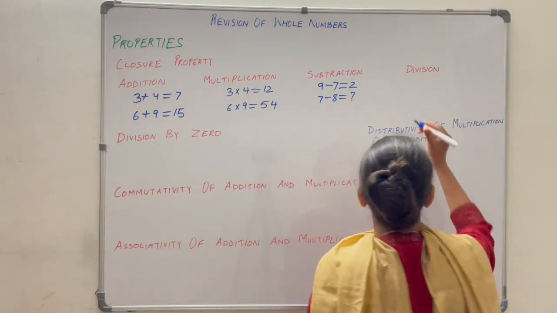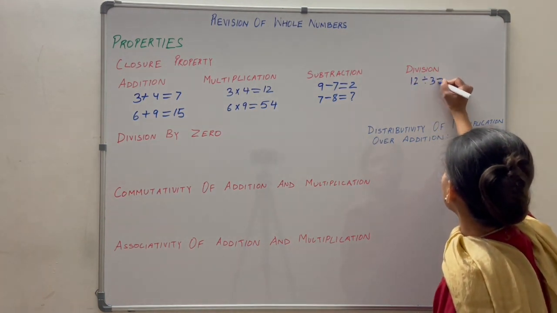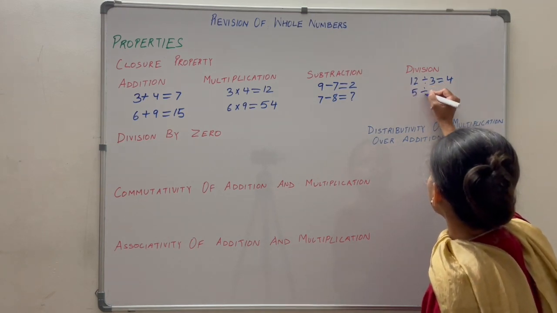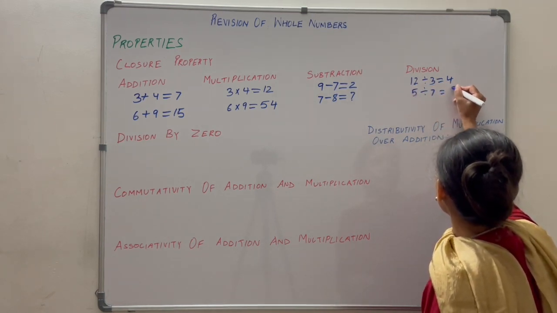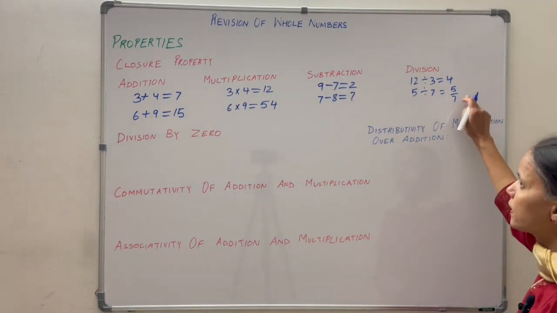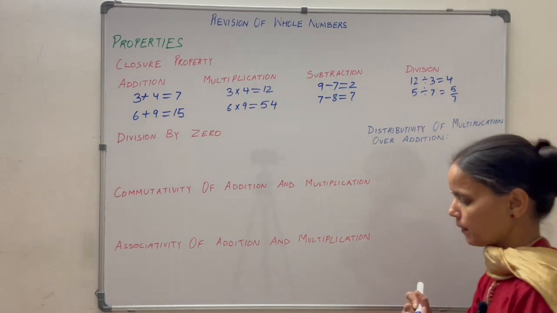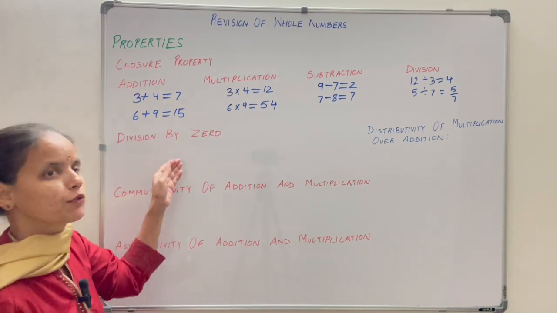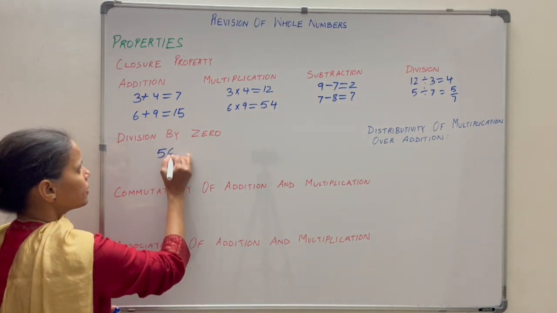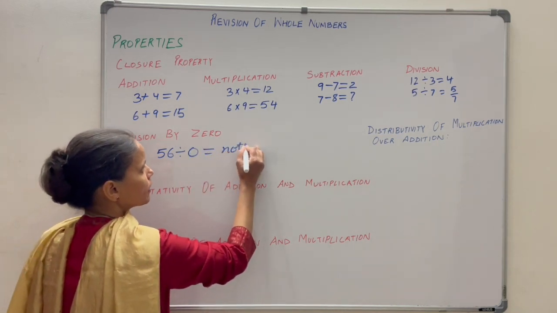Now let us discuss division. When you divide 12 by 3, you get 4, which is a whole number. If you divide 5 by 7, you get a fraction, which is not a whole number. So we say whole numbers are not closed under division. Now, division by 0: whenever you divide any whole number by 0, it is not defined.